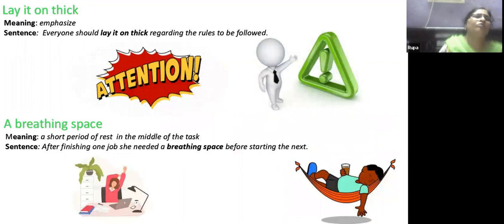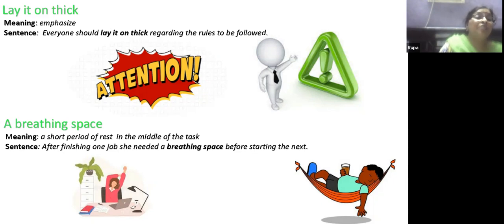Now, let us come to lay it on thick. Lay it on thick means to emphasize, to stress upon, to pay more attention to. How can we use that in a sentence? Everyone should lay it on thick regarding the rules to be followed. So, lay it on thick means emphasizing, paying more attention.